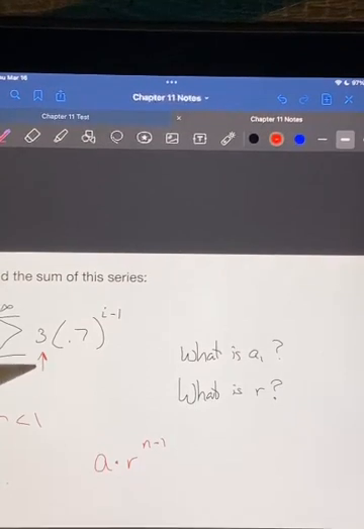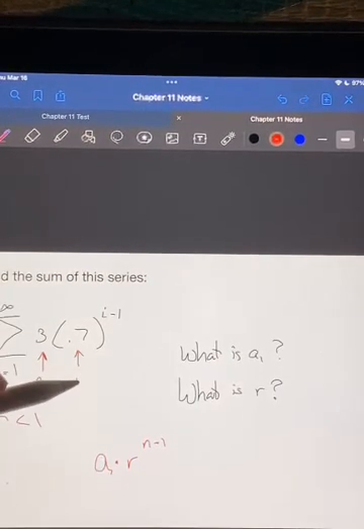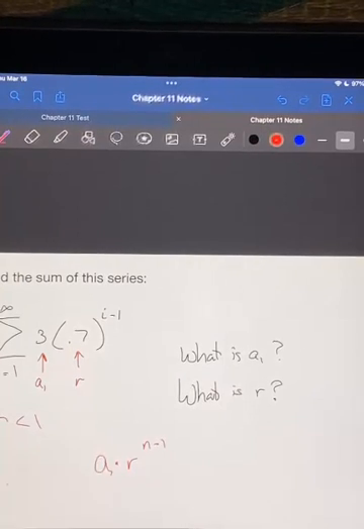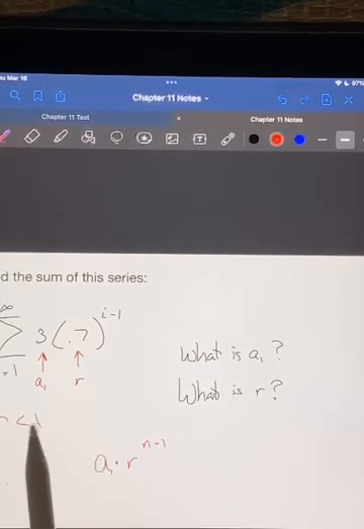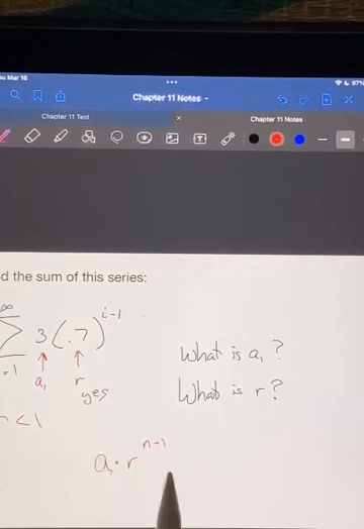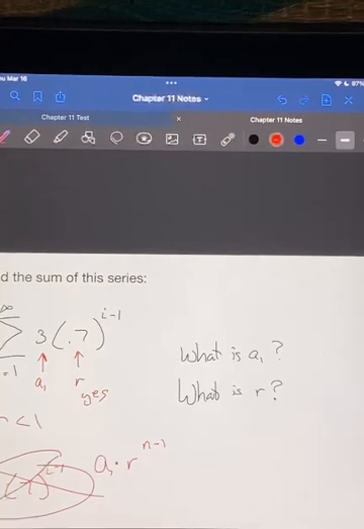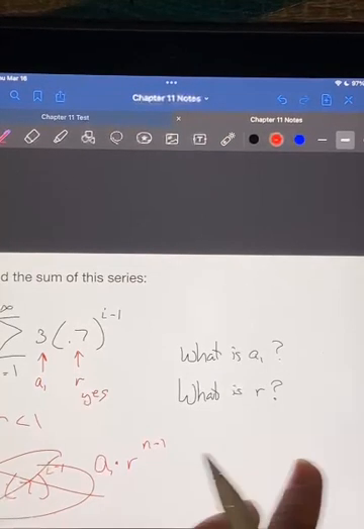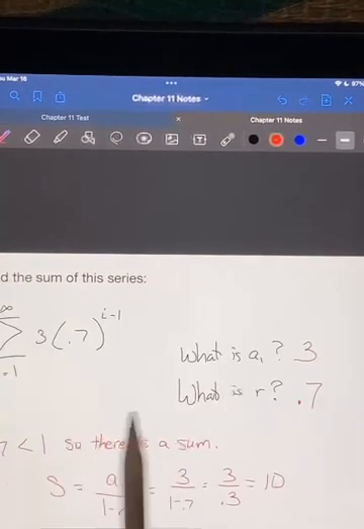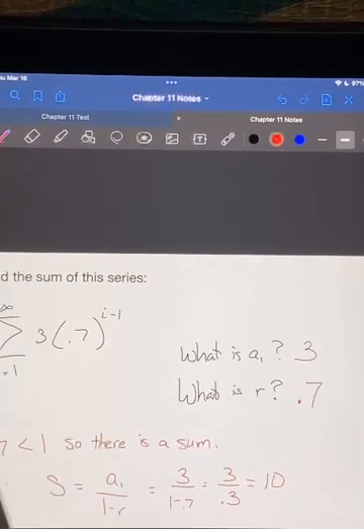So 3 must be our A sub 1 value. 0.7 must be our R value. Is 0.7 between 0 and 1? Yes, it is. Because it is less than 1, we can go ahead and find the sum. If we had 3 times 7 to the i minus 1, you would say there is no sum. It cannot be found. Okay. So now that we know those two things, we know that A sub 1 is 3. We know that our R value is 0.7. We simply plug it in.